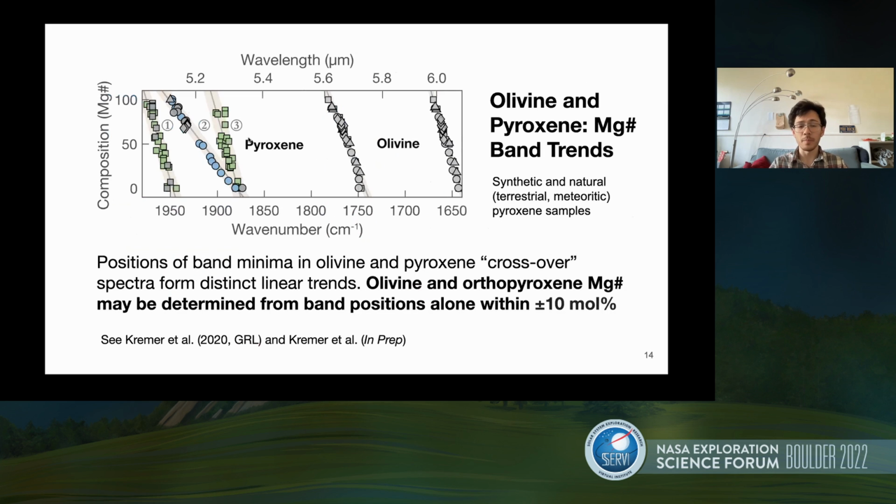So we plot it all up. On the right-hand side, we have the olivine band trend seen before. On the left-hand side, we have the pyroxene band trends for the 5.1, 5.2, and 5.3 micron bands. And what we see in sum is that olivine and pyroxene Mg number may be determined fairly accurately using band position alone with spectra measured in the laboratory.